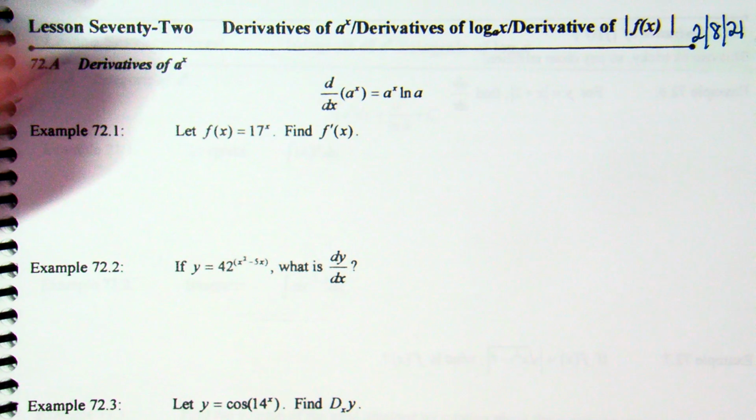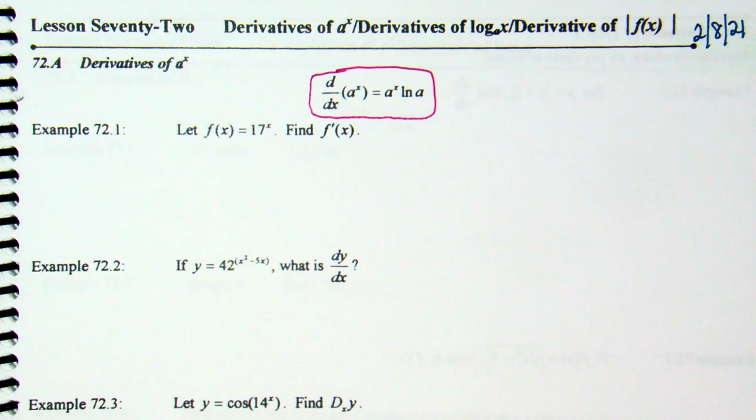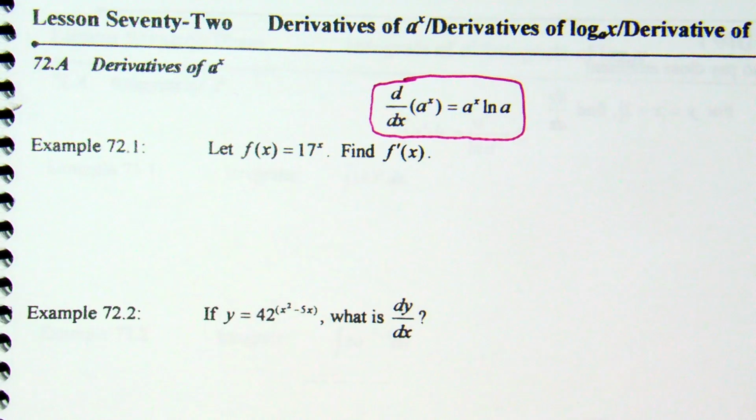Now, technically, it would also work for the derivative of e to the x. But this one is the derivative of a to the x, where a is some constant, is a to the x times the natural log of a.